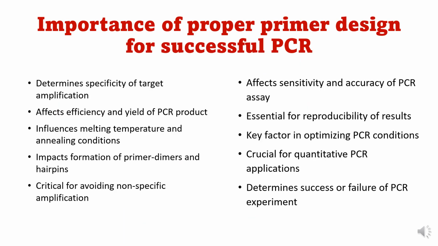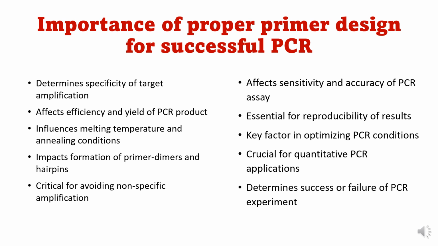So you might be wondering why it is important to properly design a primer for a successful PCR. Well, proper primer design is crucial for a successful PCR experiment because well-designed primers can ensure specificity, efficiency, and reproducibility of the amplification process. The key considerations include optimal length, for example, generally 18 to 25 base pairs, an appropriate amount of GC content, around 40 to 60%, and optimum melting temperature, which is generally recommended at 55 to 65 degrees centigrade.